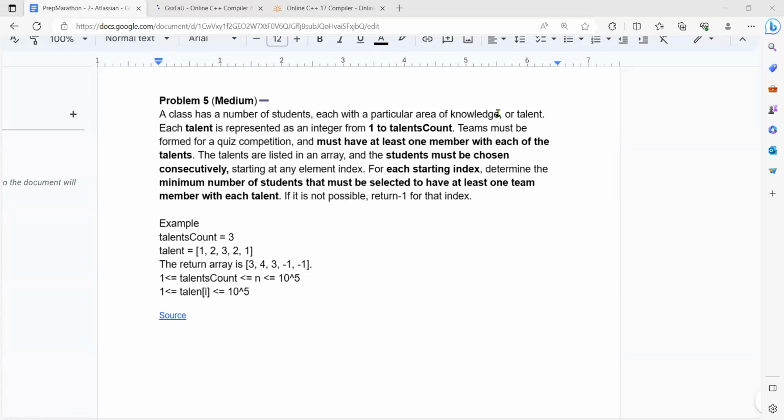After that, you go to the next index. Now for this index, you want to find the minimum length when you will get all the talents. There may be a condition where you need to take a few more talents. So you are going like this. I have given you enough hint for this problem.